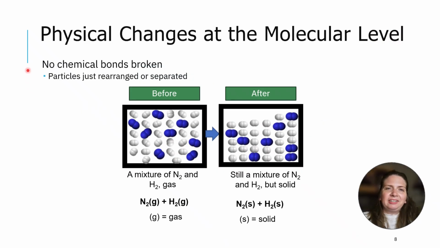Now we are going to look at a physical change at the molecular level. Before the change occurs, there is a mixture of N2 and H2 molecules. After the physical change occurs, there is still a mixture of N2 and H2 molecules, but the arrangement of the molecules has changed. Before the change, the molecules are spread out throughout the container, indicating a gas. After the change, they have formed an ordered solid. A change in state of matter is a physical change.